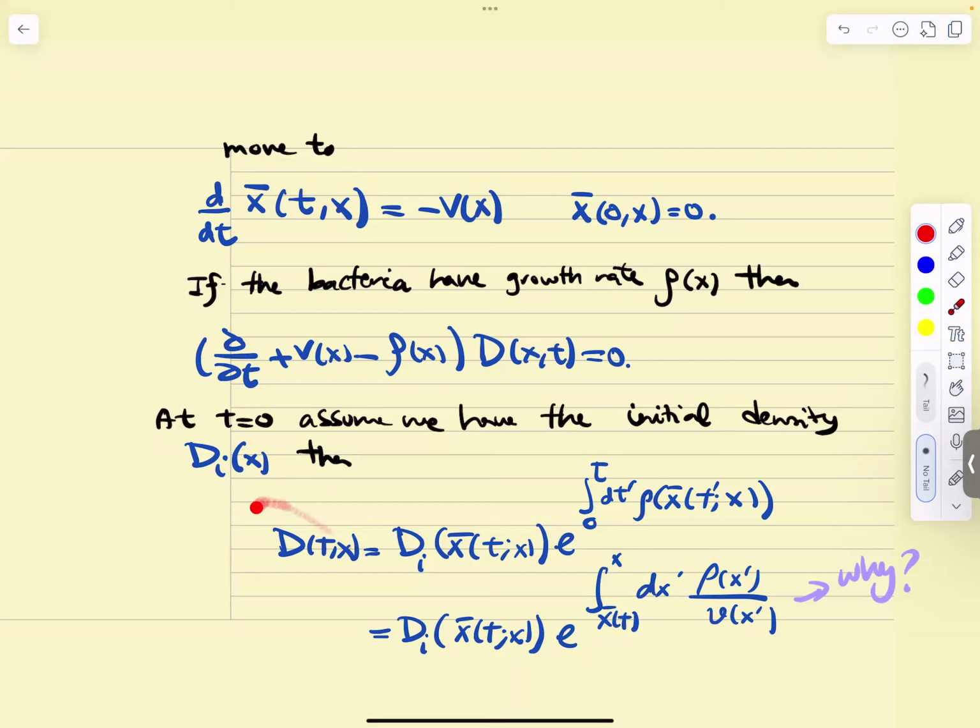So the density of the colony of bacteria at position t and x is the initial density at the location that you integrate back to, where it would be, and this is telling you about how much it grows. From 0 to t, this is the rate that it grows at. It's only dependent on the position, but this is where the position is.